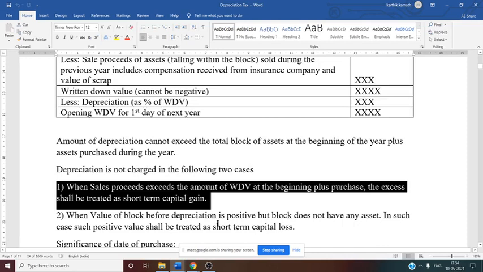This answer is positive, but a block does not have any asset. What do you mean by block does not have any asset? Block ceases to exist. What do you mean by block ceases to exist?